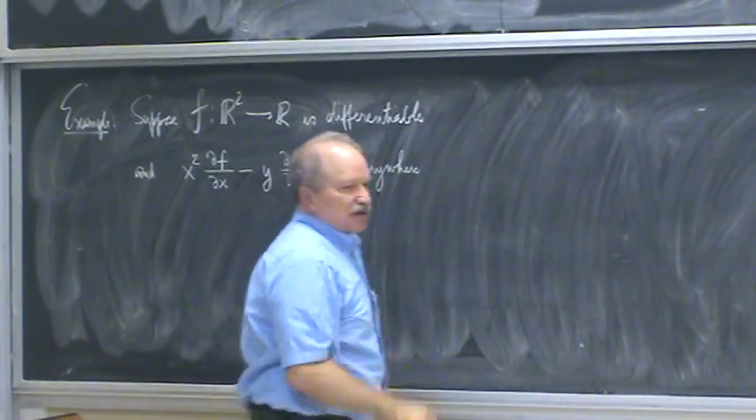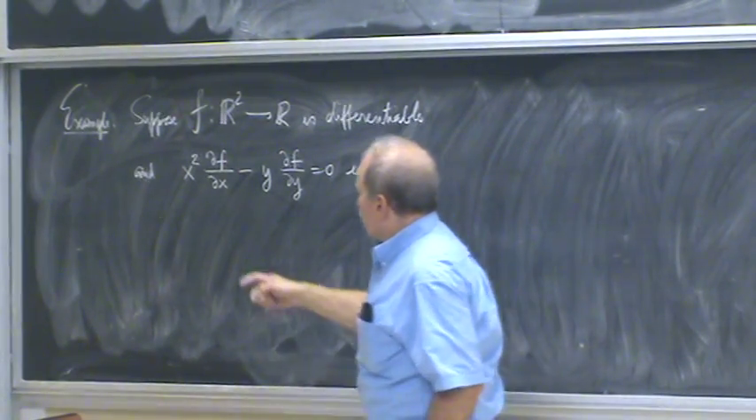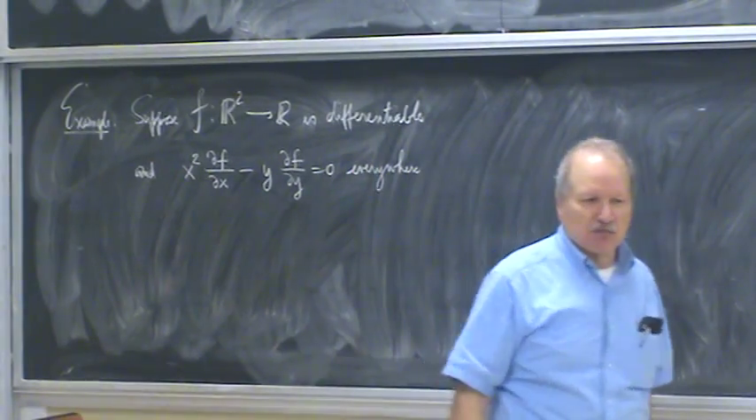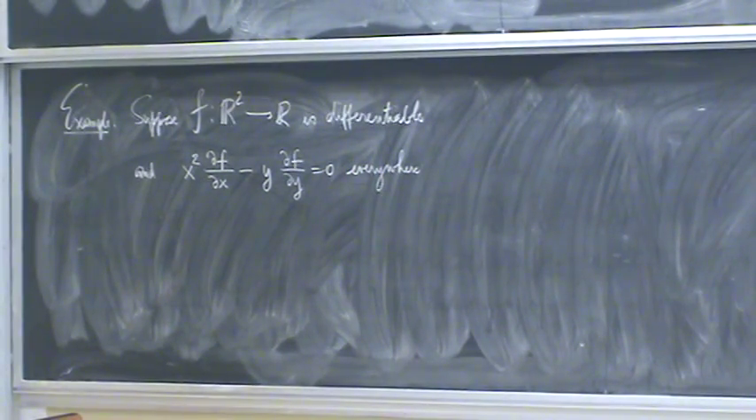So at every point, if you take x squared times the partial with respect to x minus y times the partial with respect to y, it adds up to 0. I did something similar to this with x and y. With minus y and x or something like that. So this is a little different. I'll be shocked if anyone in here can actually look at this and tell me what solutions this has immediately. I certainly can't.